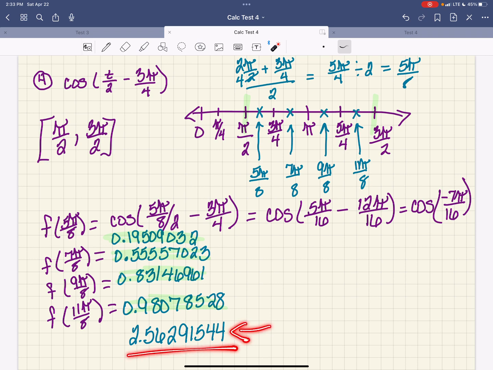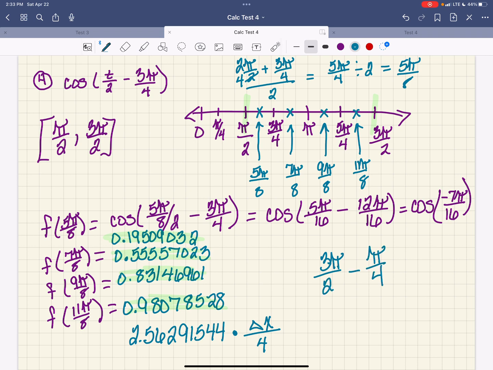Okay, this is not your final answer because what we have forgotten to do is we need to multiply by my change in x over my intervals. Okay, so I have 4 subintervals. And so what I have to do is take the larger interval that I'm looking at. I've got to do 3 pi over 2 minus pi over 4.